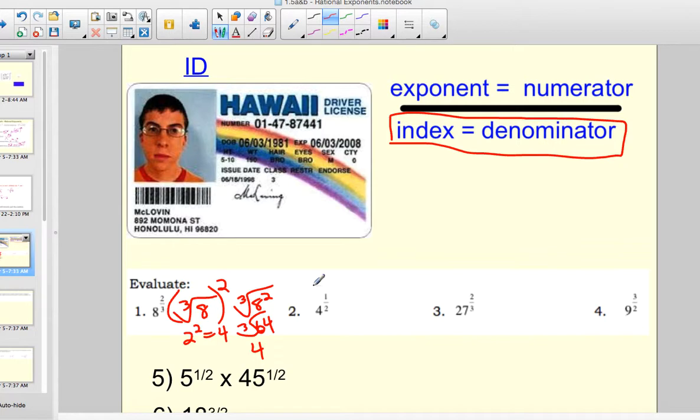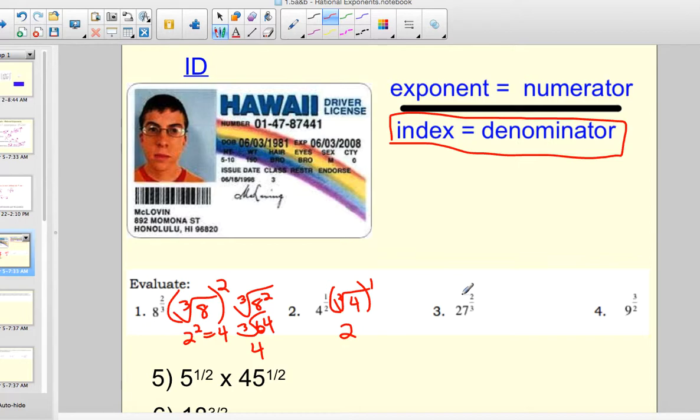So 4 to the 1/2, ID, index is denominator, so the index is 2. So you don't actually have to write it, because we assume it's 2 if there's nothing written. And then it's 4, and then all raised to the first power. So you can kind of ignore that. You don't really need to write that, but you could. But the square root of 4 is just 2. And again, you don't have to write plus and minus 2 for this one, even though it's an even root. Just write 2 for now, and it's fine.